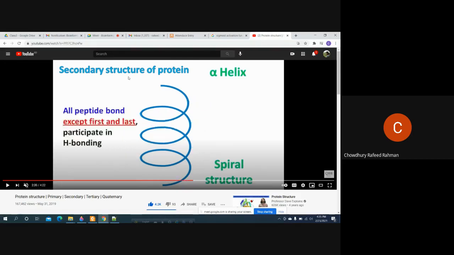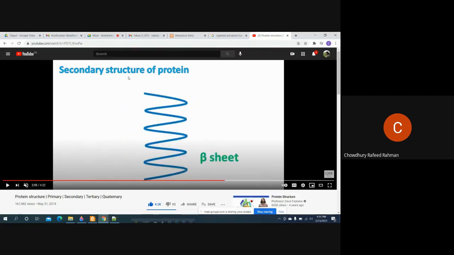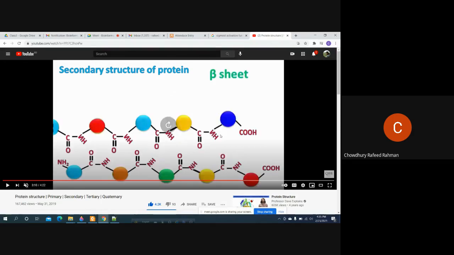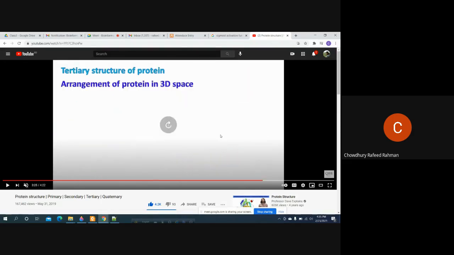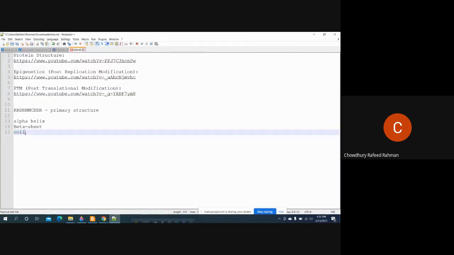Another type of hydrogen bond occurs when the structure is formed like this. This is beta sheet. Amino acid 1, amino acid 2, amino acid 3, amino acid 4, amino acid 5. Amino acids move on in this order. This is the beta sheet structure. And coil structure is something arbitrary, about which we do not know much. Those we actually call the coil structure. So do we understand what the alpha helix, beta sheet, and coil structure is?